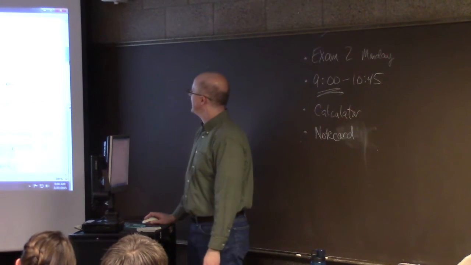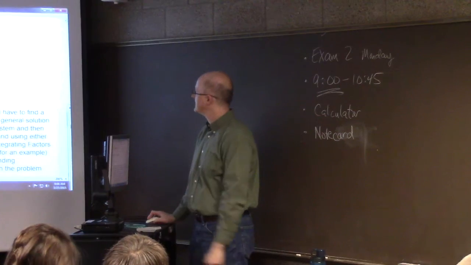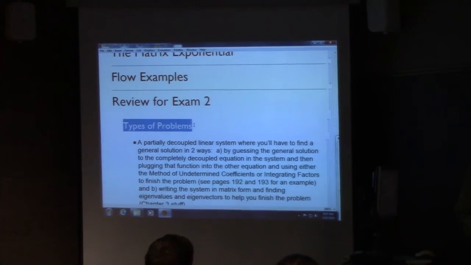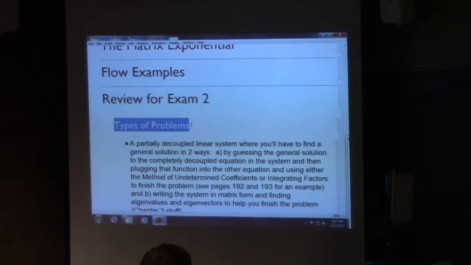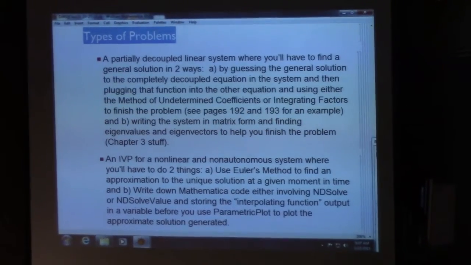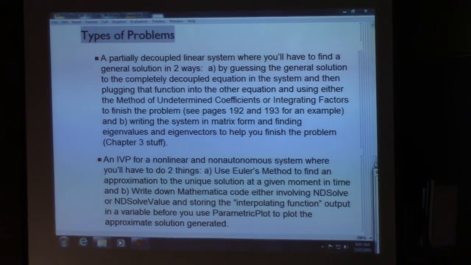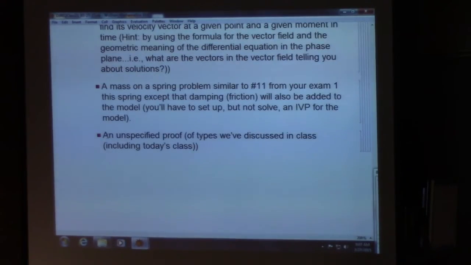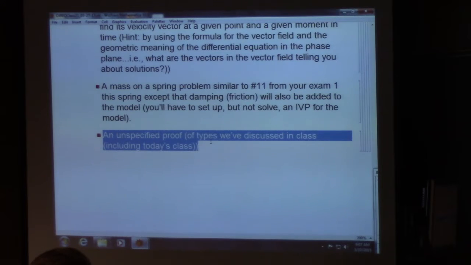So we'll go ahead and look at the topics on the test down here. For exam 2 types of problems, though I'm not going to have time to go into depth on every single one here. I'll focus on certain ones for the most part. I think it would be good to start off talking about possible proofs, which is down here at the bottom. I'm calling it an unspecified proof of types we've discussed in class, including today's class, including types I'll talk about here in a few minutes.